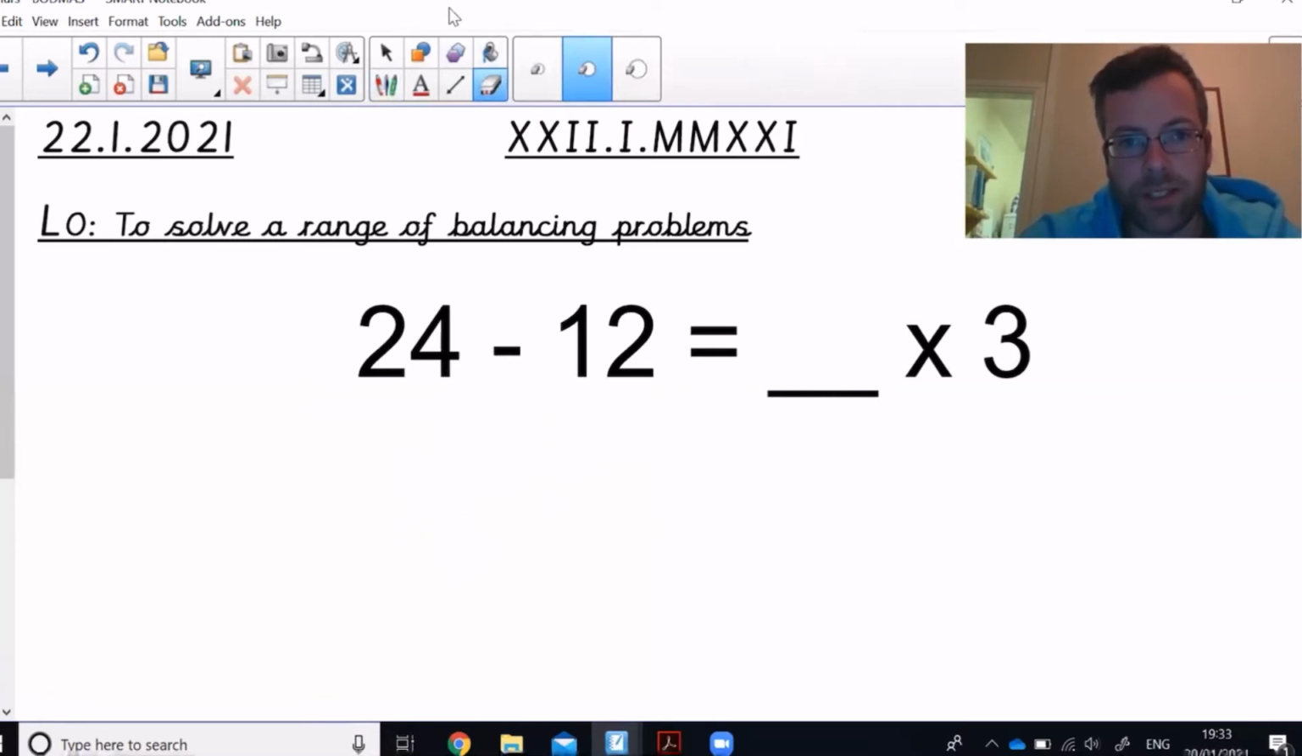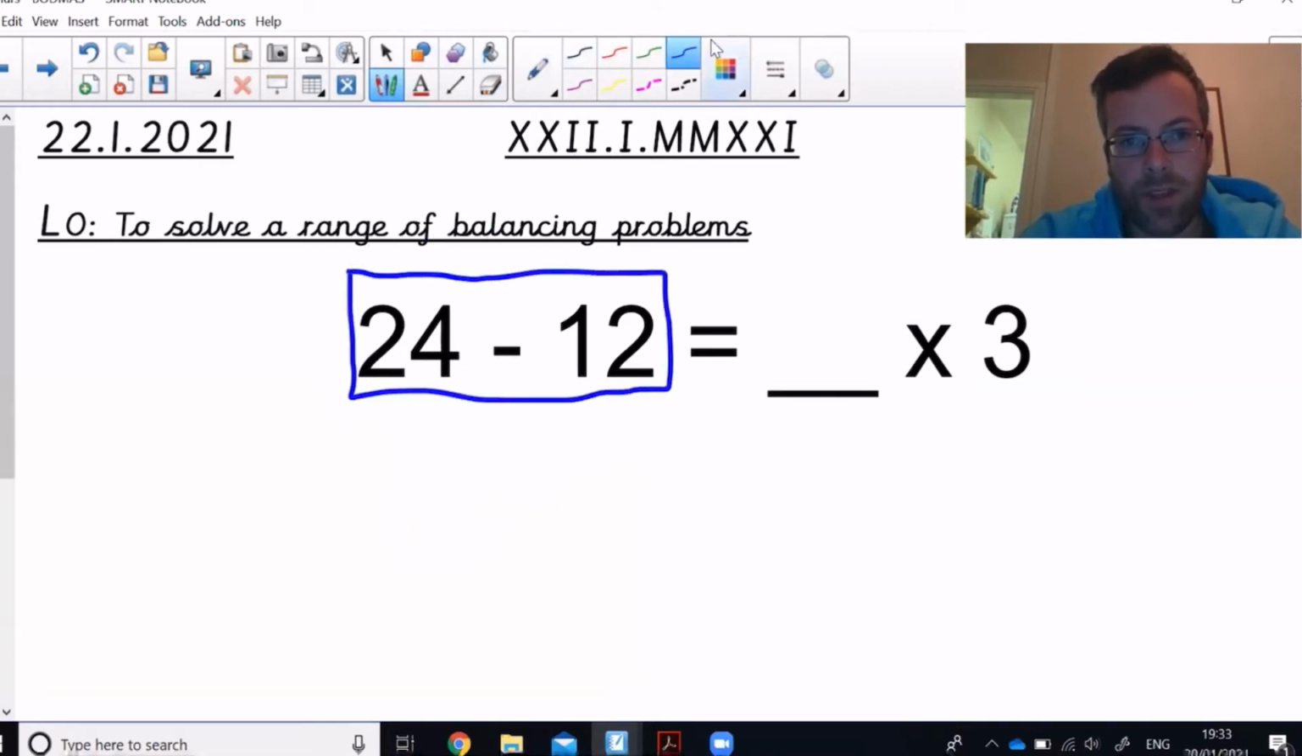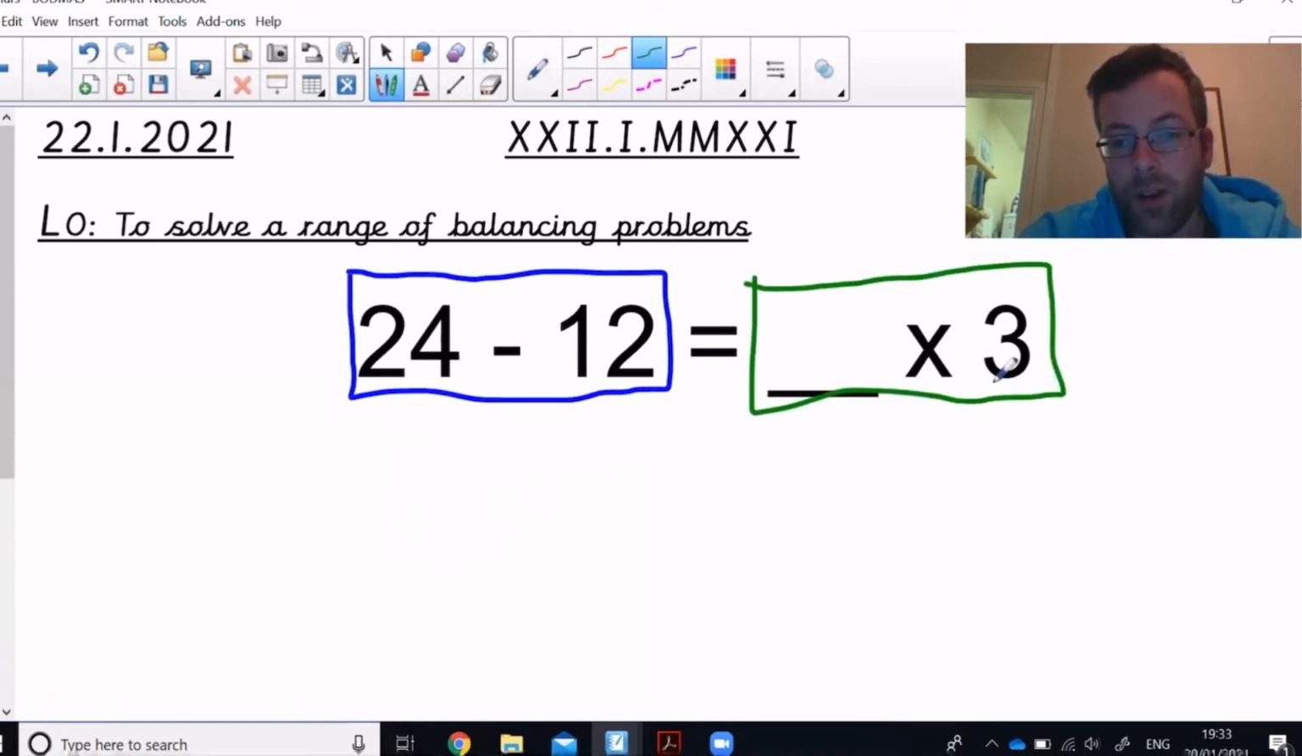So instead what I need to do is I need to make sure that whatever's on this side is the same as whatever's on this side. Now I can't work out this side yet because it's got a missing number, but I can work out this side because 24 take away 12 is 12. So now I need this side to equal 12 as well. And how am I going to do something times by 3 to make it 12? Well, 4 times by 3, 12. So my answer, a missing number, is 4.